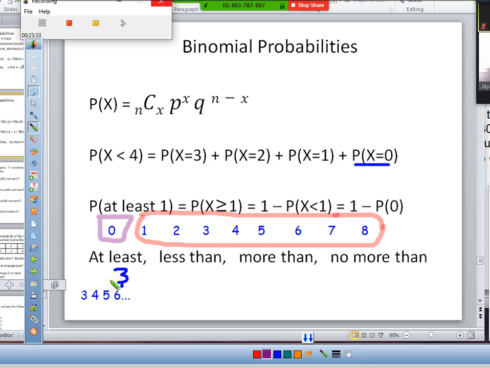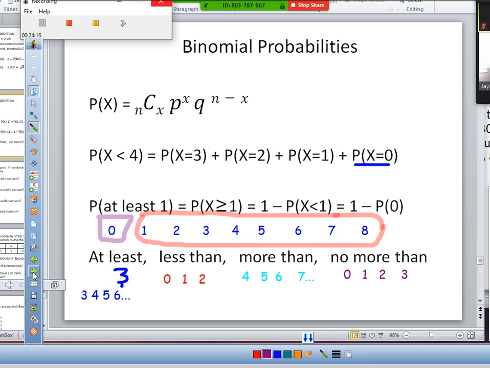All right, so at least 3 means 3, 4, 5, 6, and so on up. Less than 3 is 0, 1, and 2. More than 3 is 4, 5, 6, 7, and so on. No more than 3, you can think of it as not more than 3. You can be 3, that's not more than 3, or anything below it. This one I may not do necessarily, but there's a good chance one of these first ones will be on the exam.